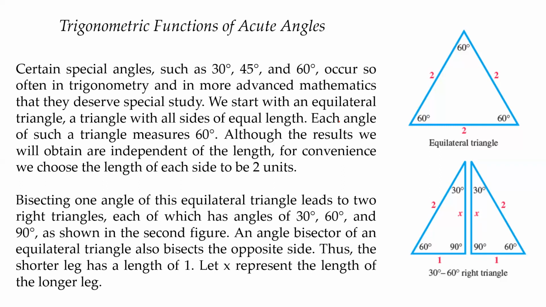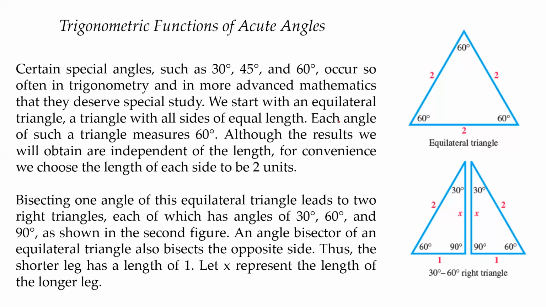Now, although the results we will obtain are independent of the length, for convenience, we choose the length of each side to be 2 units. What we're going to do is we bisect one of the angles of the equilateral triangle, and that will lead us to two right triangles, each of which has angles of 30, 60, and 90 as shown in the figure. An angle bisector of an equilateral triangle also bisects the opposite side.